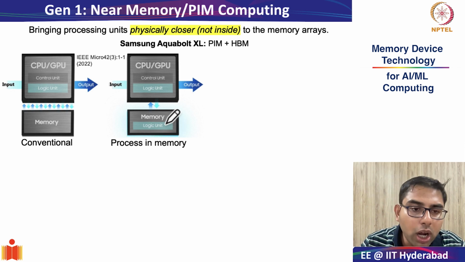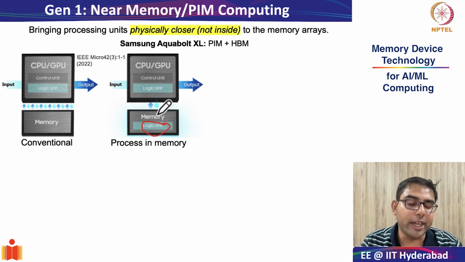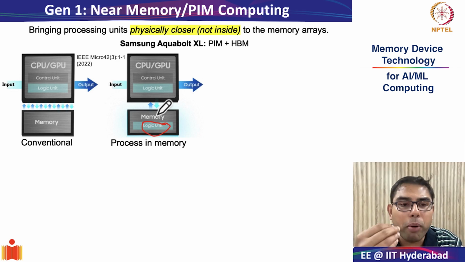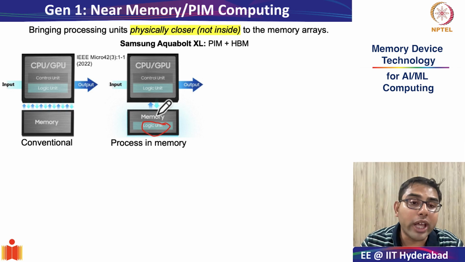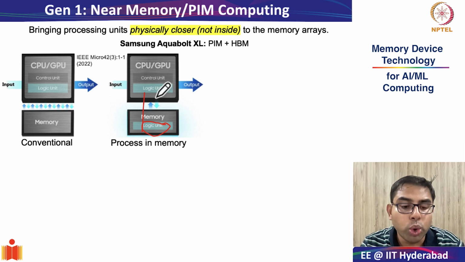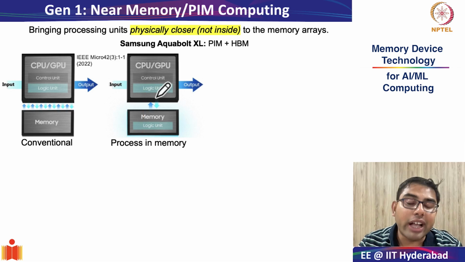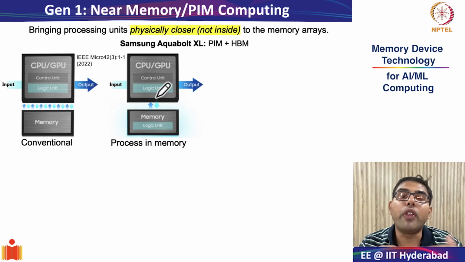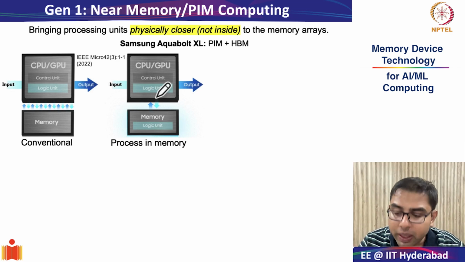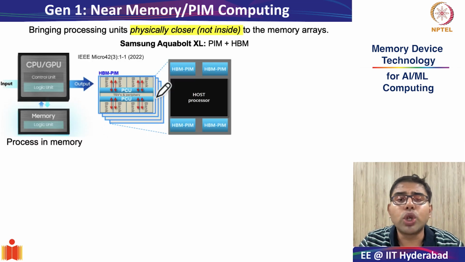So the idea is very simple. This logic unit, which is sitting right near the memory on the same die as the memory, can perform some of the very important, frequently used logic operations that are necessary for AI/ML computing, and the pre-processed data can now be sent to the main CPU or GPU unit. So near memory computing or processing is very practical and deployable with today's technology, and therefore forms the first generation on the path towards in-memory computing. And this has been very successfully demonstrated. So let us look at two examples from recent literature.